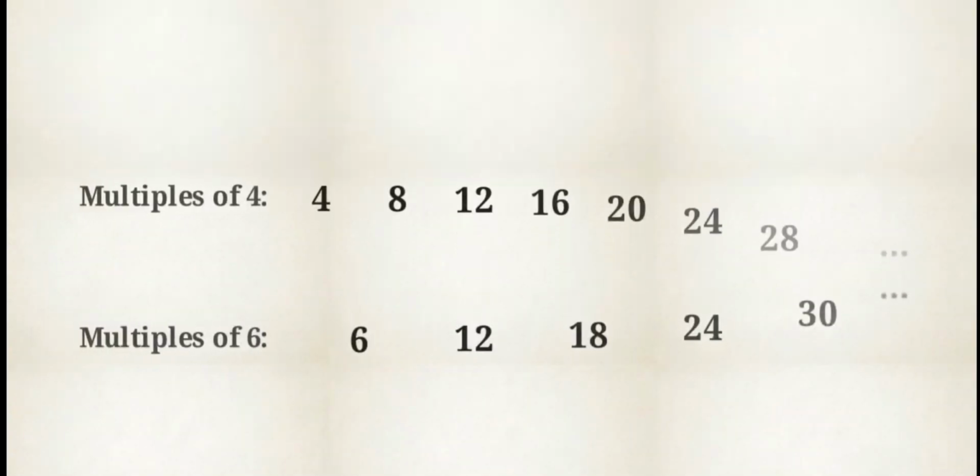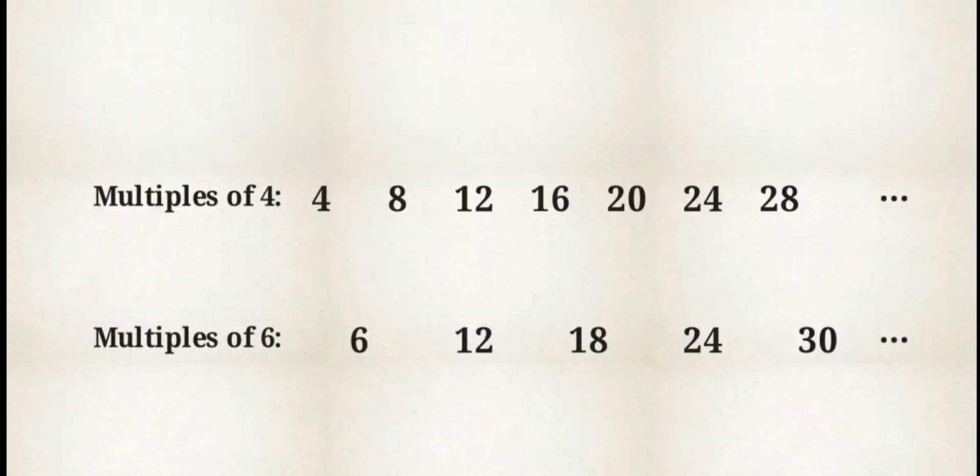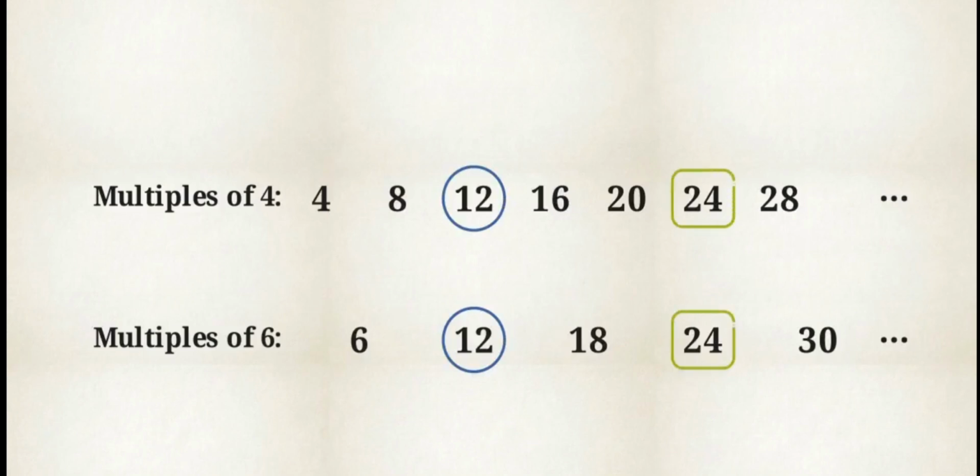Scanning both rows, we identify 2 mathematical overlaps. The number 12 appears in both lists, and further down the number 24 appears in both lists. Because multiplication is infinite, extending these lists further right produces endless recurring matches.